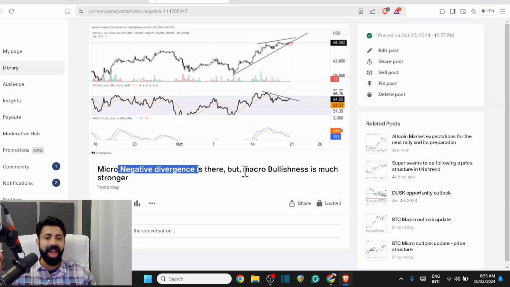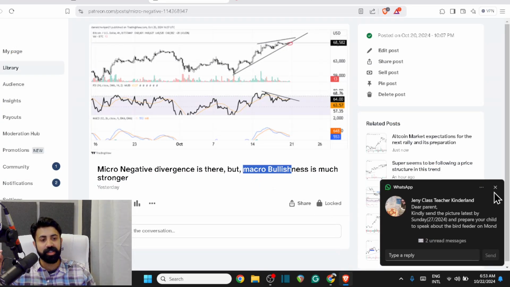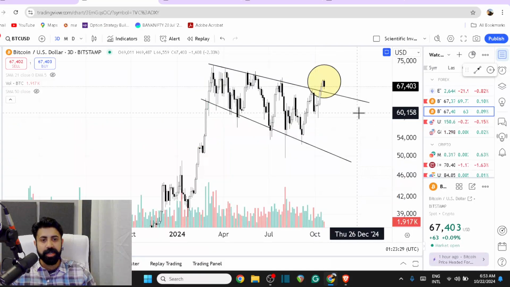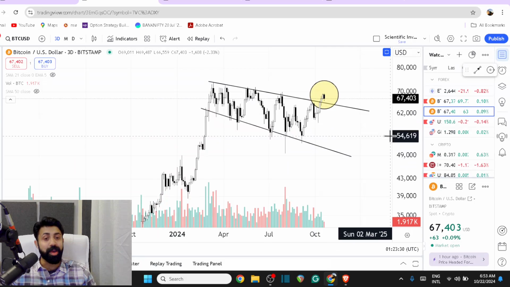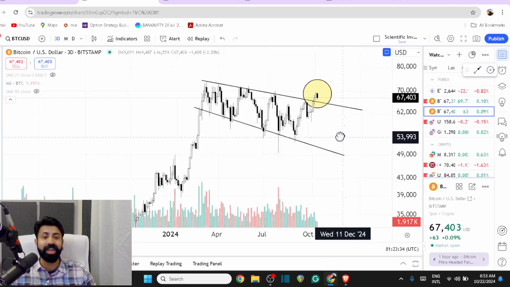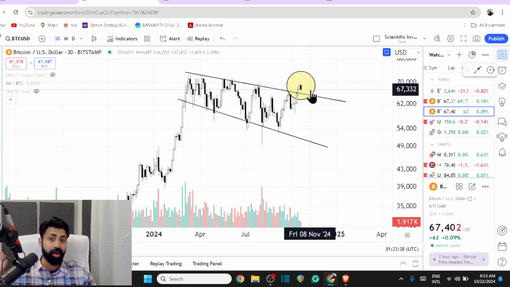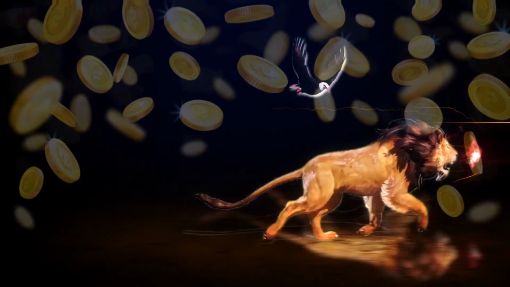What is the macro bullishness I'm talking about in this case? Because when you're looking at this, it is clear that you had a breakout, you had multiple candle closes. What next? Because you're forming a bearish candle if you're on a candlestick analysis.